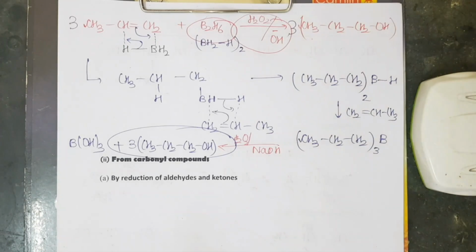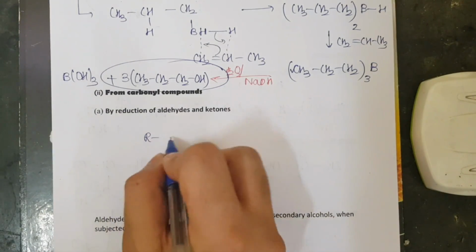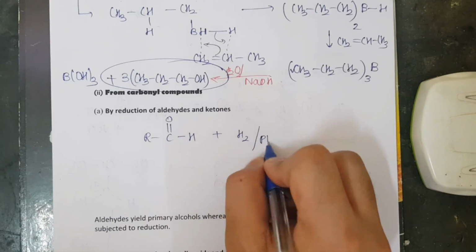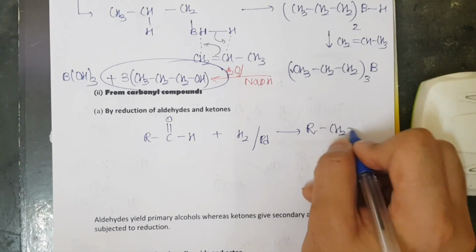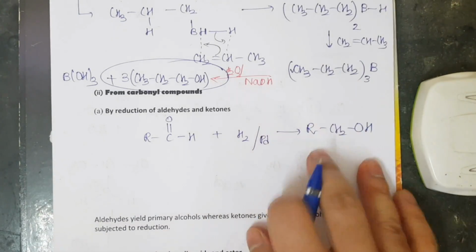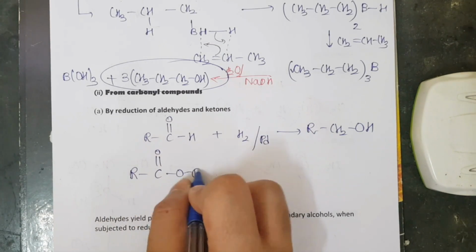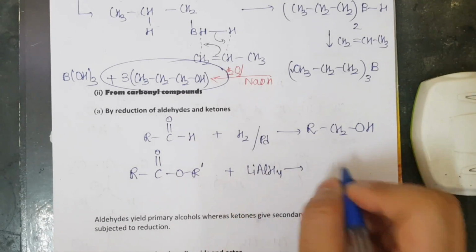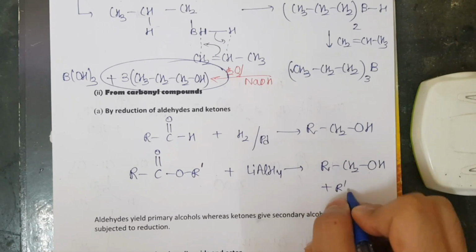So now let's move on to the next part, which is from the carbonyl compounds, the very important reduction of aldehydes and ketones. If I have taken an aldehyde, RCHO plus H2 along with palladium, platinum or nickel, we get the formation of RCH2OH, which is basically an alcohol. Similarly, if I have taken this ester here and take LiAlH4, it also gives me the formation of 2 moles of alcohol.